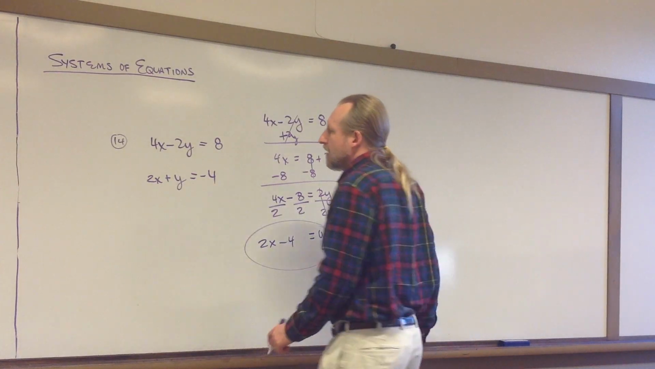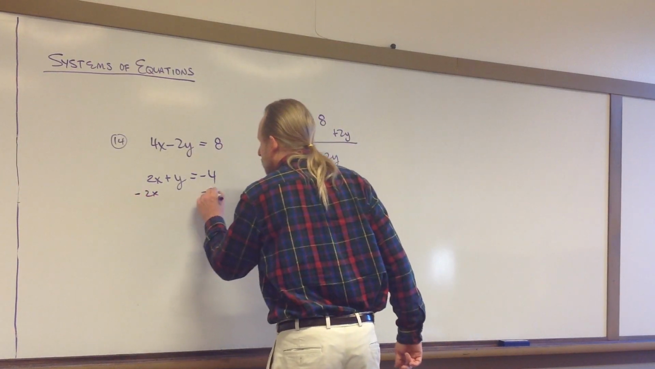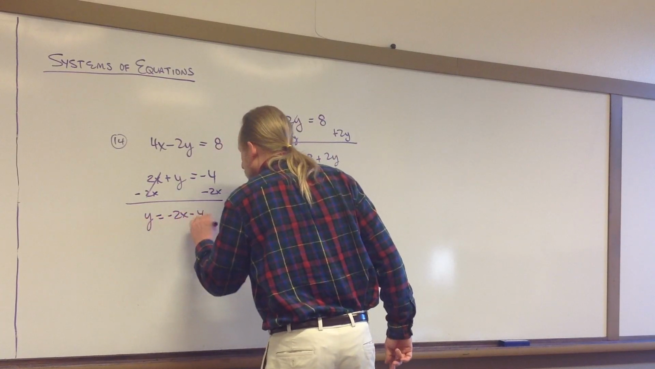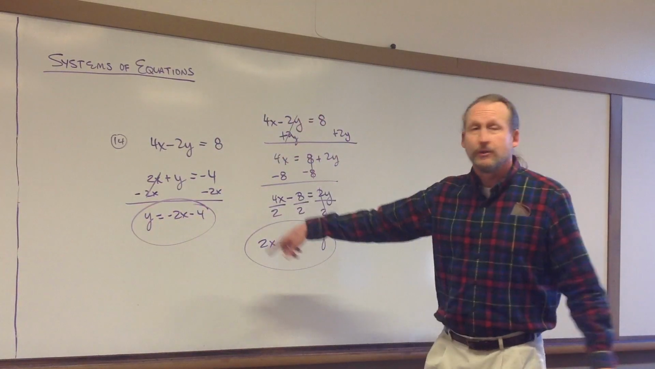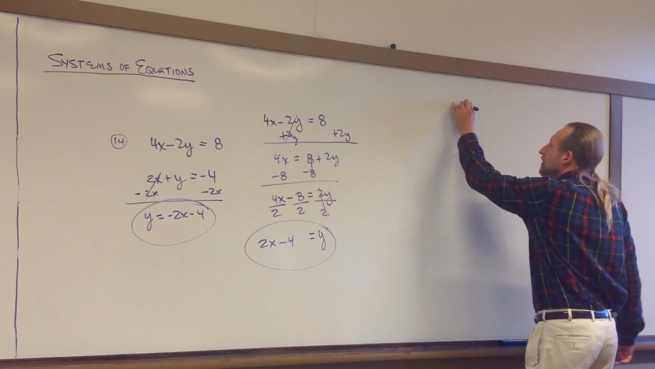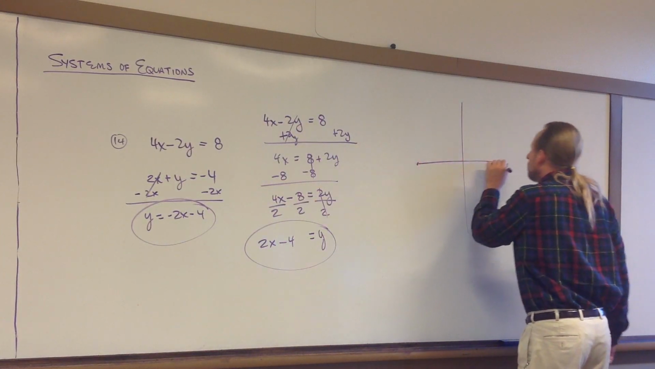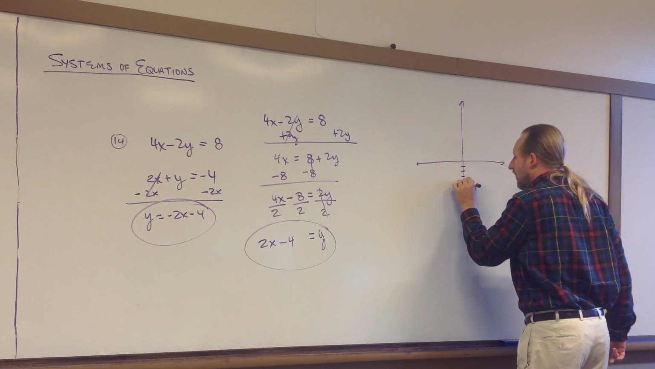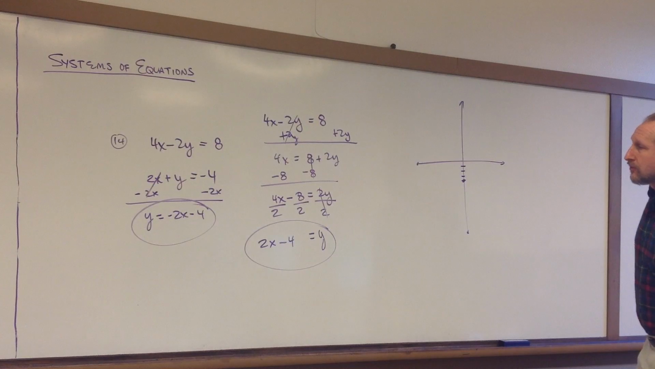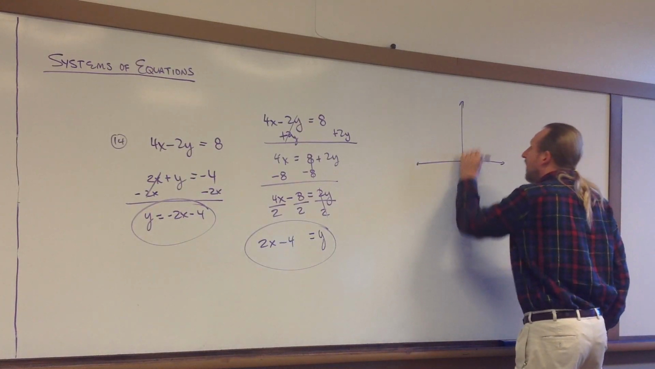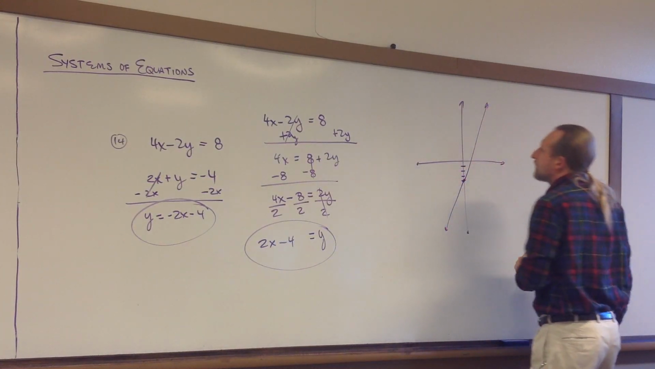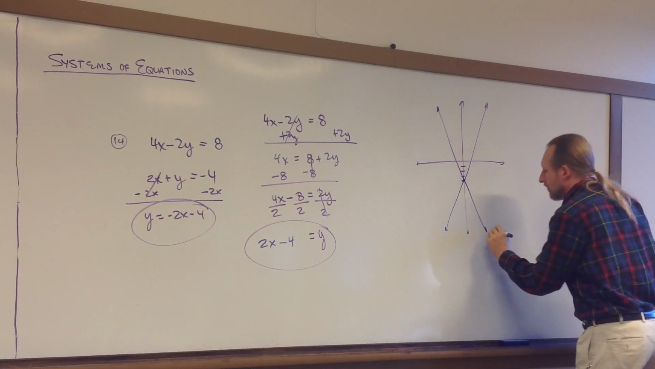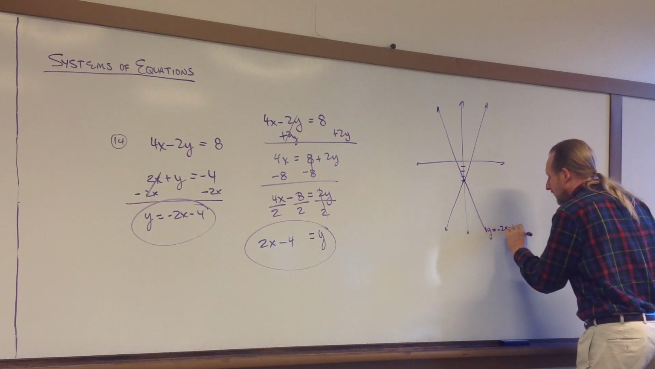This one over here, we can just subtract 2x on both sides and say y equals negative 2x minus 4. Now, if you look at these equations, you might be saying to yourself, well, it looks like they have the same y-intercept at negative 4. And that is true, okay? One of them's got a slope of positive 2, which will do something like this. The other one's got a slope of negative 2, which looks something like that.